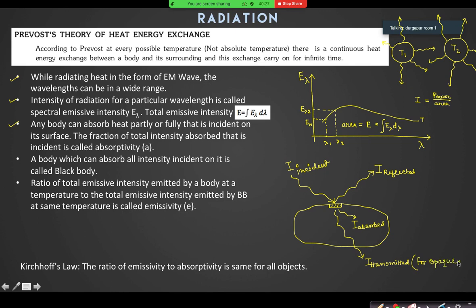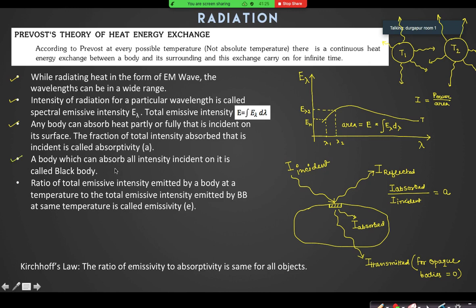Mostly we talk about opaque bodies, where transmitted is zero. So only the reflected and absorbed parts are there. And the ratio of I absorbed divided by I incident is the absorptivity, or small a, of the body. It is a property of the surface of the body. If you polish that surface, more energy will be reflected and less will be absorbed. It depends on the surface of the body.